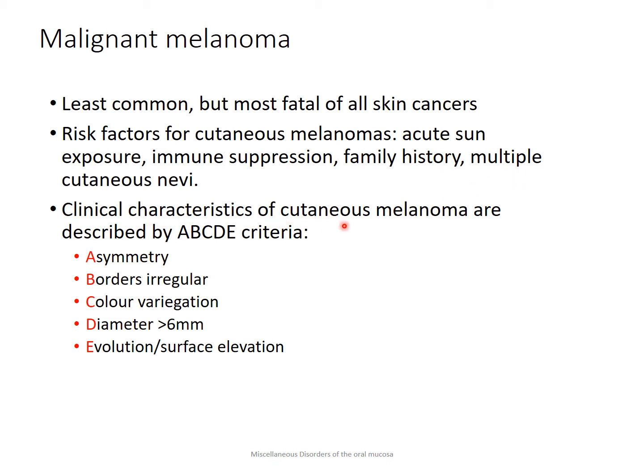The clinical characteristics of cutaneous melanomas are described using the ABCDE criteria, which have been around for quite a long time, but they have been a very consistent method of describing the clinical characteristics. Whenever a melanin pigmented area is observed, it's important to see if there is asymmetry, whether the borders of the lesion are irregular, whether there is color variation, and also if the diameter is greater than 6 cm and the surface is elevated, then you're looking at a suspicious lesion.